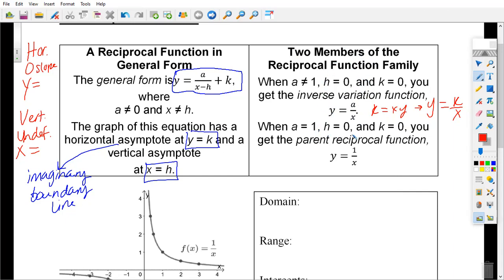Okay, where a is 1, h is 0, and k is 0, this is called our parent function. So the parent reciprocal function is y equals 1 over x. That means this is where everything stems from. So everything starts here with y equals 1 over x.